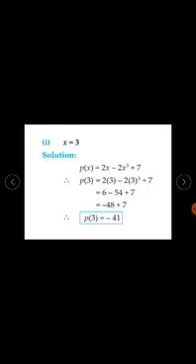So solution, given polynomial is p of x equals 2x minus 2x cube plus 7. Now put x equal to 3 in this given polynomial. So p of 3 equal to 2 into 3 minus 2 into 3 cube plus 7. X cube means 3 cube. Then plus 7.